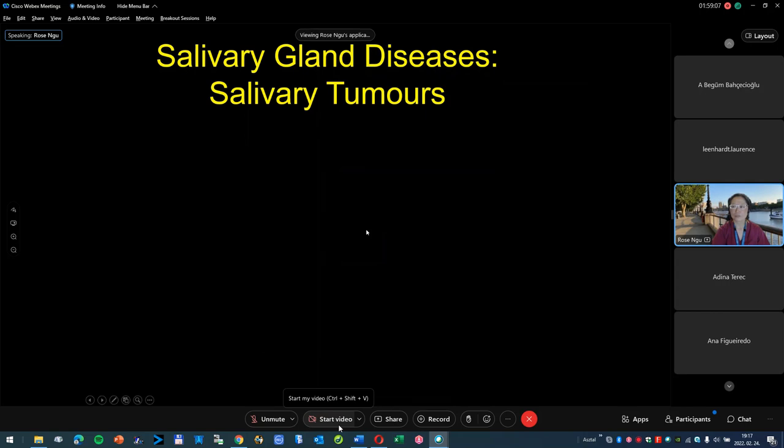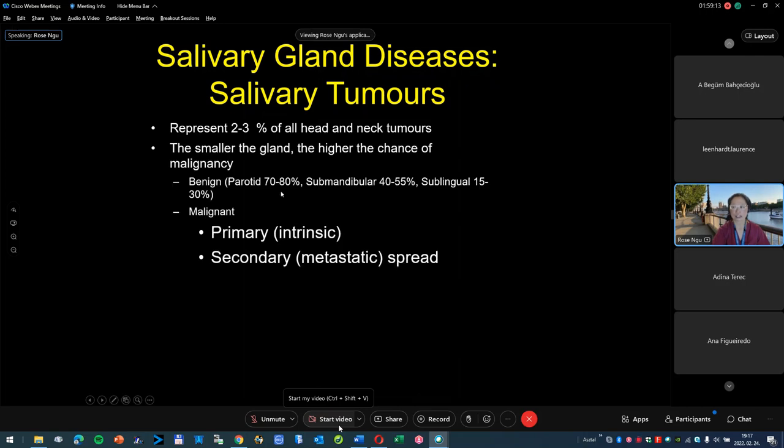We're going to touch on salivary gland tumors. They represent 2 to 3% of all the head and neck tumors. Okay, the smaller the gland, the higher the chance of malignancy. So if you see them in the parotid gland, the likelihood is 70% to 80% of them tend to be benign. The smaller the gland you go to, towards the other end, the sublingual gland, the majority will probably be more malignant than benign.